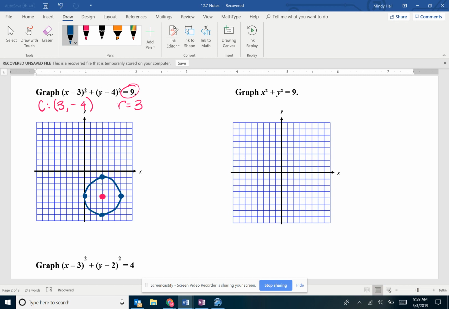Okay? So for this one, my center is at 0, 0, and my radius is still 3. So I would have my center smack dab in the middle, and then my radius being 3, I would go up, down, left, and right 3. And again, you're just connecting the dots as best as you possibly can. Okay?